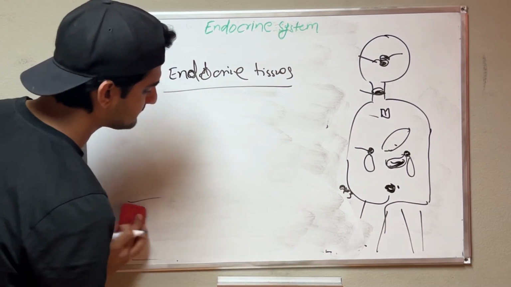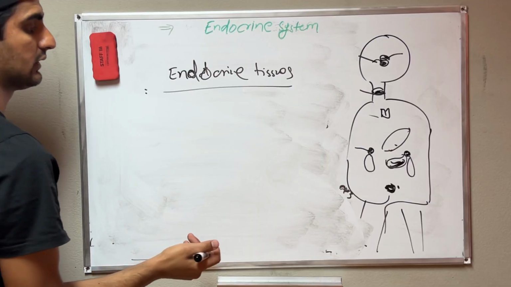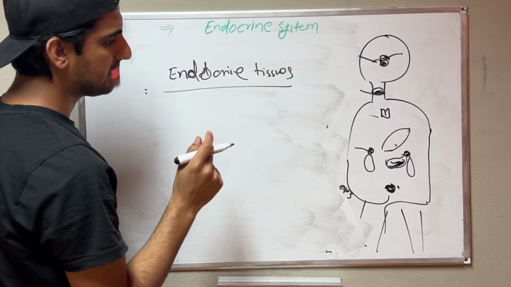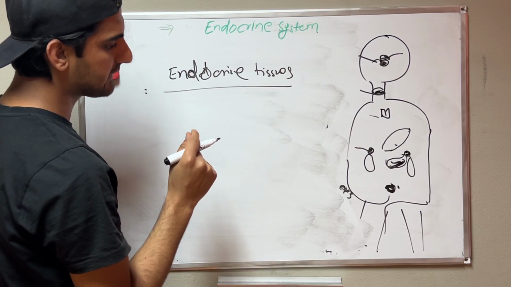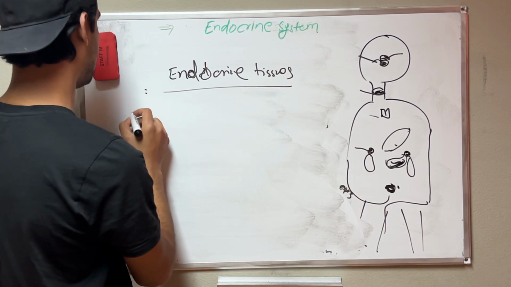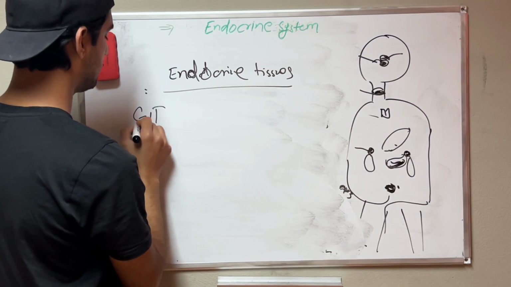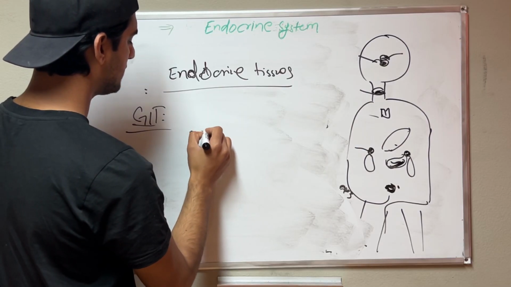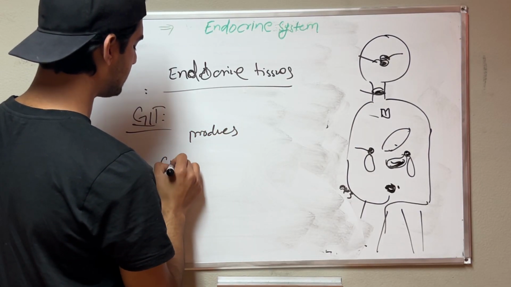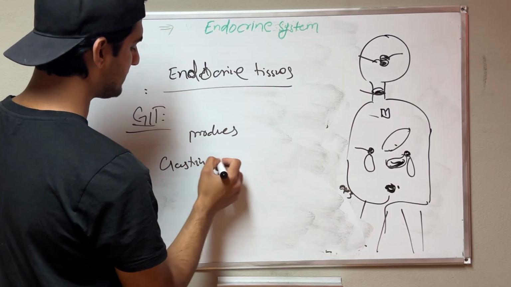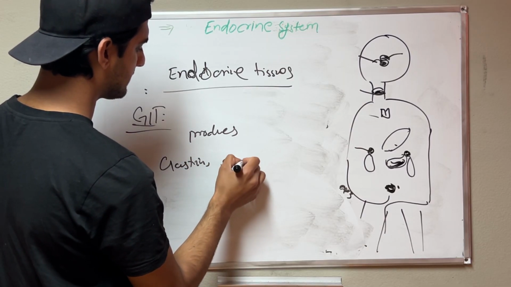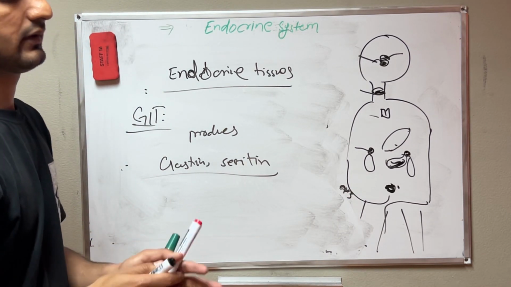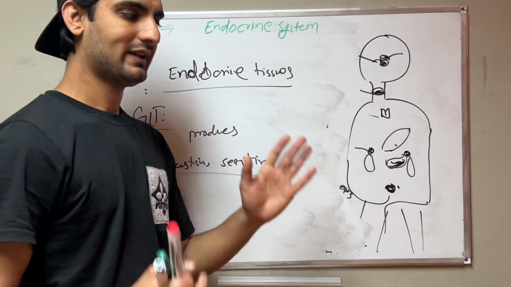Then after the kidney, what's remaining? We have the intestine. It produces gastrin and secretin. Okay, this is everything about the endocrine system.